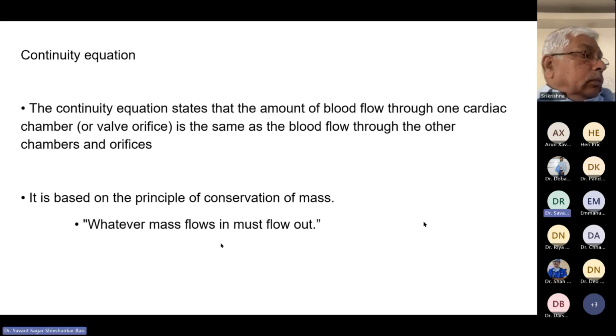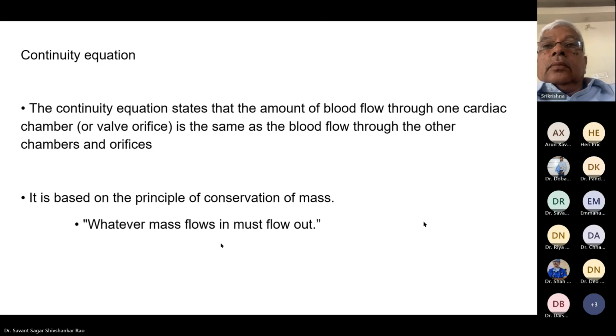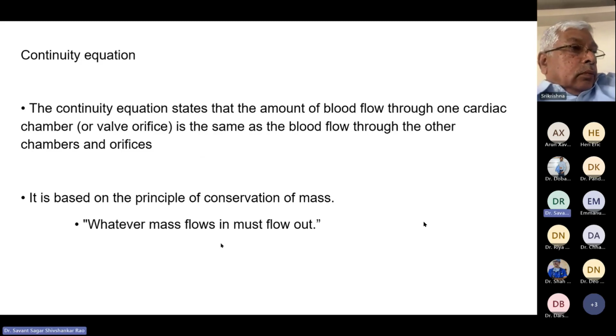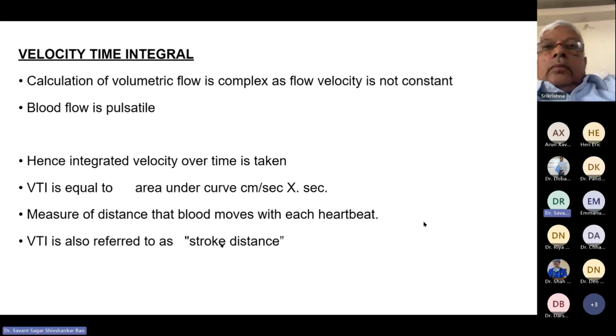So the continuity equation, which is no more used, states that the amount of blood flow through one cardiac chamber is the same as the blood flow through other chambers and orifices. It is based on the principle of conservation of mass. Whatever mass flows in must flow out. So this is the velocity time integral parameter, which can be calculated from the color Doppler.